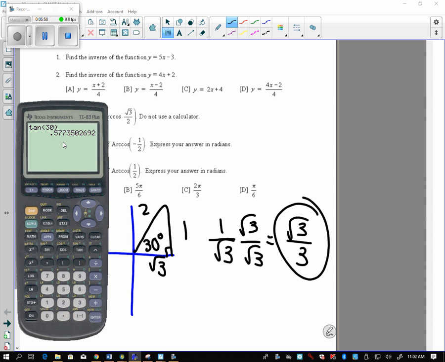Okay. Notice here how we got tangent 30 degrees is 0.57735022692, right? That's the same thing that we got whenever we found radical 3 over 3. Okay, it's the same decimal. So although you're thinking that I'm going to plug in inverse cosine in the calculator, really what we're looking for is tangent of 30 degrees.